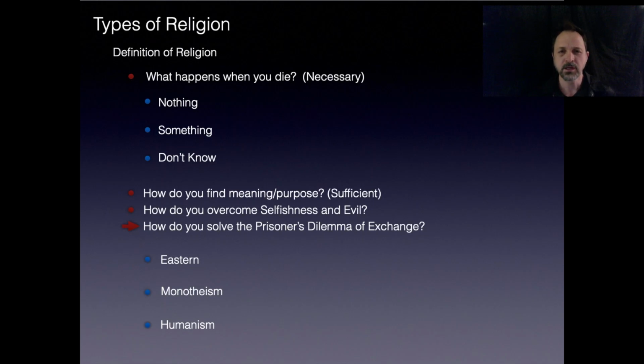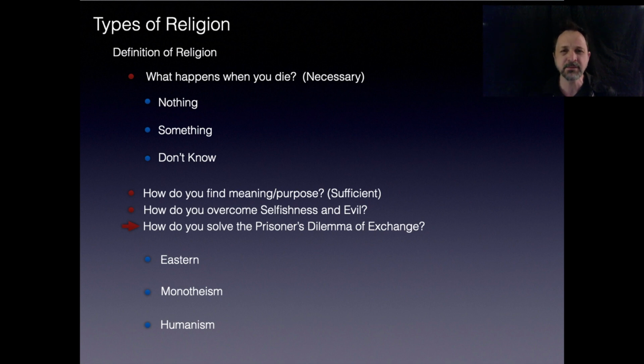In this video, now that we've introduced the prisoner's dilemma of exchange, we can go back and revisit our first two questions to begin to piece religions together based upon these answers. Again, a religion has to answer the question, what happens when you die? And there are three answers to that question. And how do you find meaning or purpose, or more specifically, how do you overcome the prisoner's dilemma? There are three methods, or three ways of power, to do so. Combining these gives us 9 basic religions.